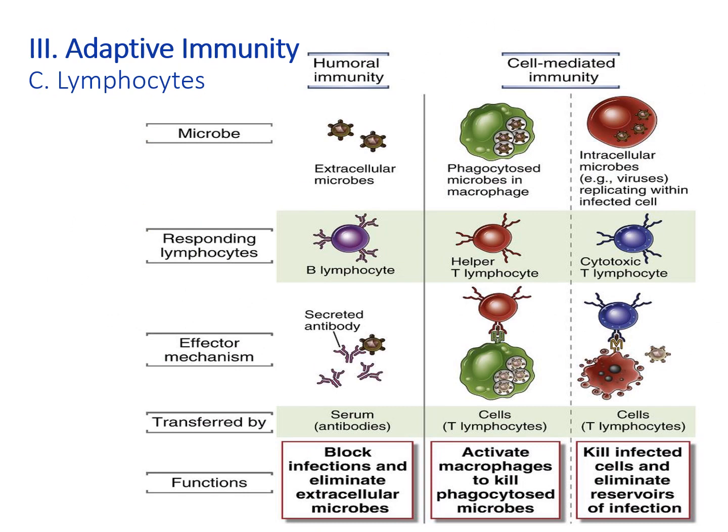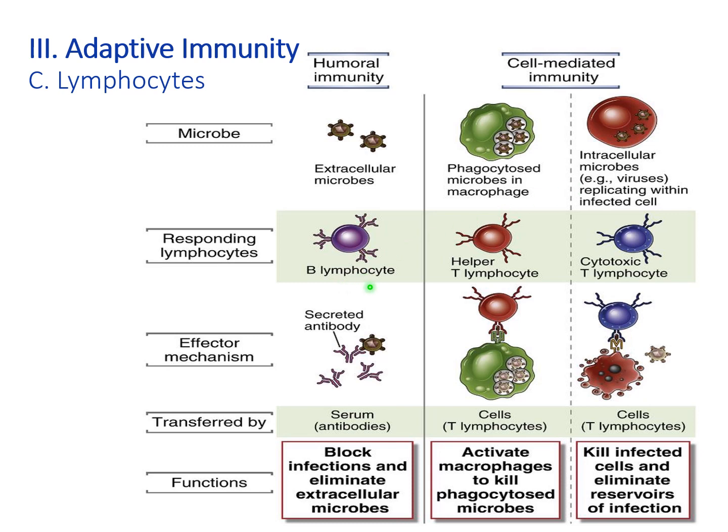These are the two arms of the adaptive immunity. So you have your humoral immunity and your cell-mediated immunity. The humoral immunity will be fighting against extracellular microbes, while the cell-mediated immune response will be against your phagocytosed microbes in macrophages and intracellular microbes.